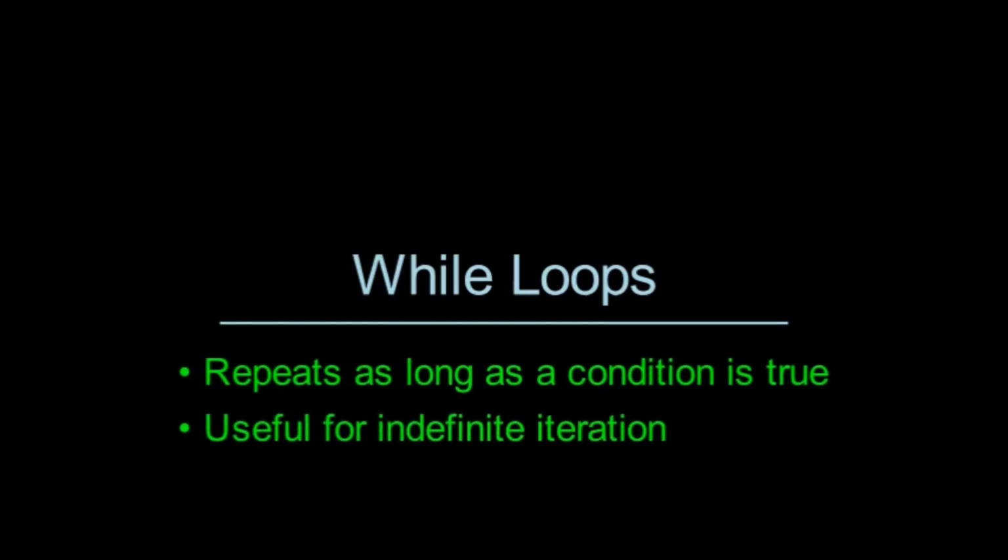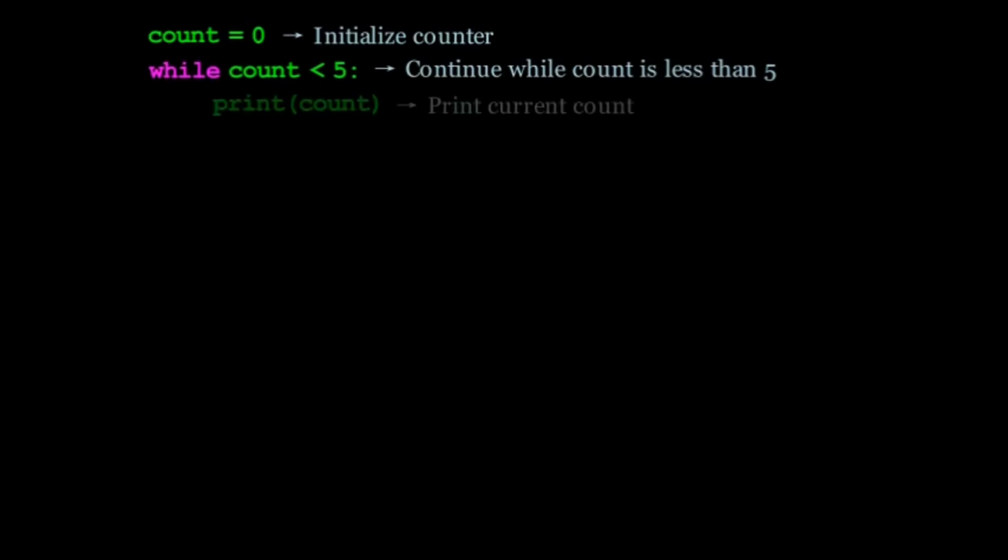While loops continue executing as long as a specified condition remains true. They are particularly useful when you don't exactly know how many iterations you will need in advance. In the example, first we initialize a counter variable. The while loop checks if the counter is less than 5 and if so, executes the code block. We make sure to increment the counter each time to eventually exit the loop.